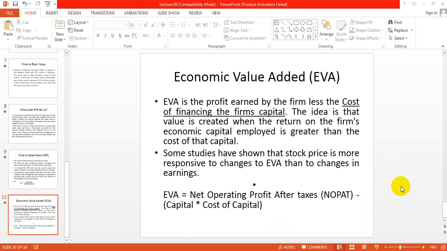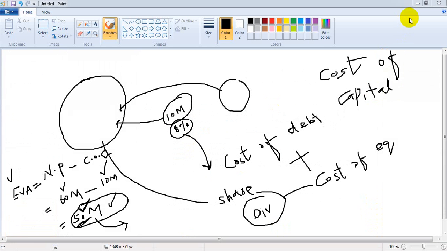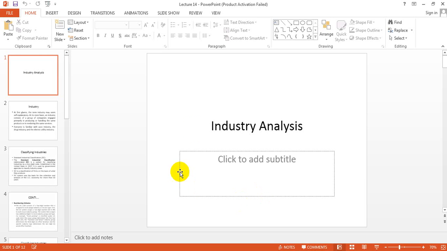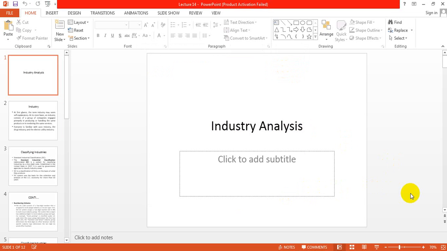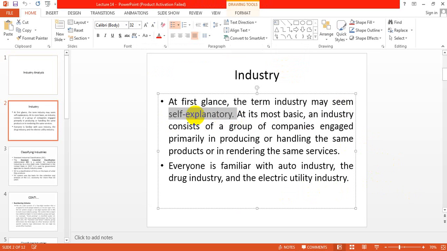We have 6 minutes, so we will start the new chapter. The chapter name is Industry Analysis. First of all, what is industry? At first glance, the term industry may seem self-explanatory. You can understand the meaning of industry, that what is industry basically.